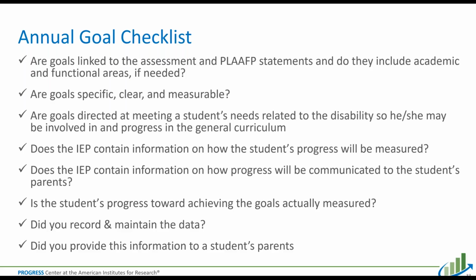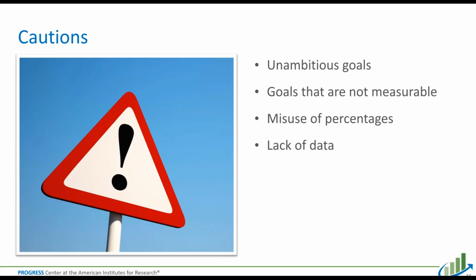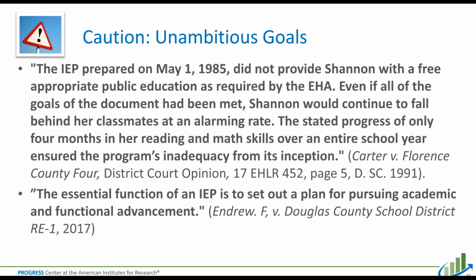Now, what I'd like to move on to in the next slide is a few cautions I have in writing annual goals, and I'd like to go through these one at a time. In the next slide, we have a caution regarding unambitious goals. So if we remember that SMART acronym: specific, measurable, ambitious but reasonable, and a timeline, we should always err on the side of ambition in writing our goals.